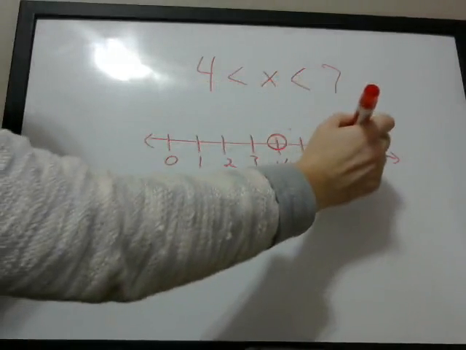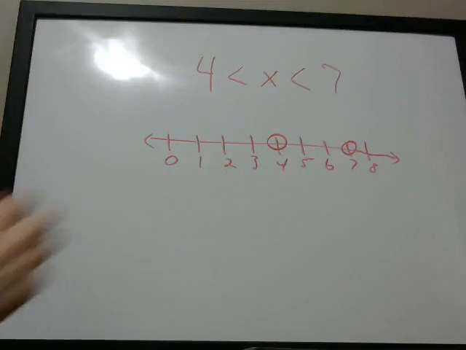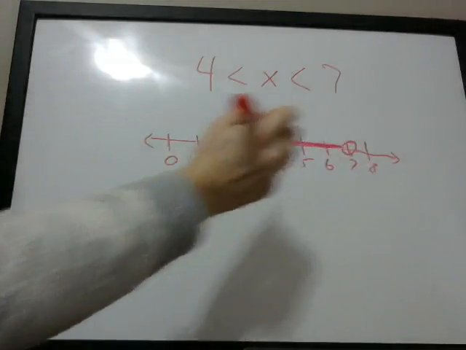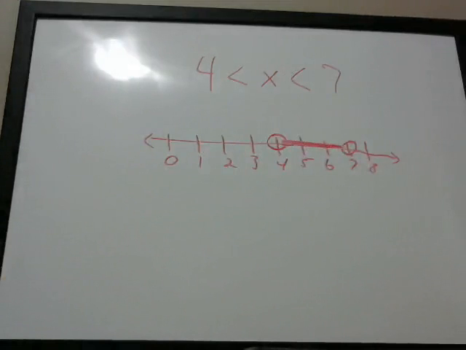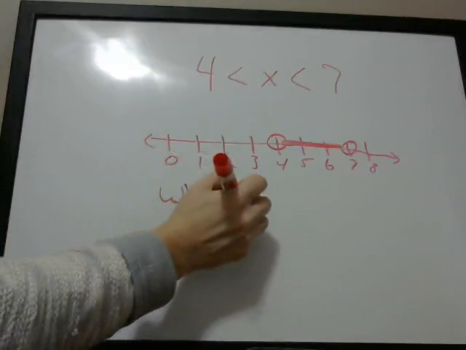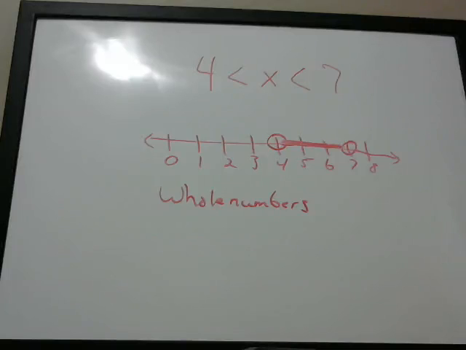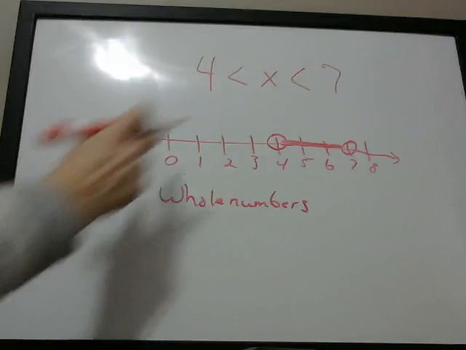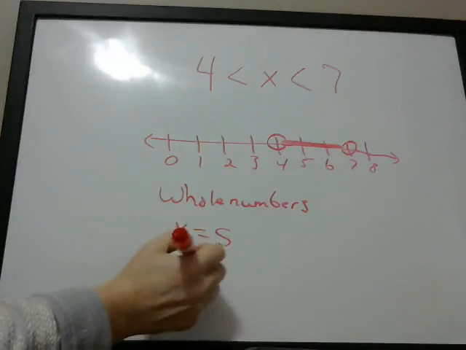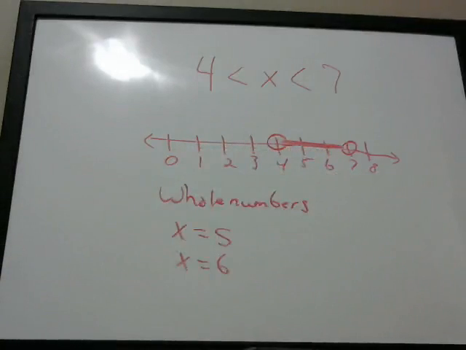On the right-hand side, it's bounded by 7. Again, it can't equal 7, so we're going to put an open circle. But x can equal any number in between 4 and 7. So if the question is asking for whole numbers, remember those are basically integers, or they don't have any sort of a decimal or fractional part to them. The whole numbers that satisfy this would be x can equal 5 and x can equal 6. Those are the only two whole numbers inside that interval.